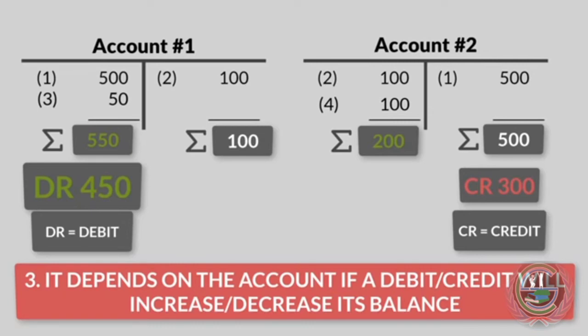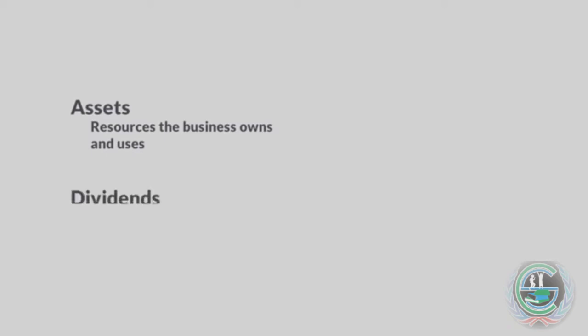Like we saw in our example, the balance of account number 1 increases with the debit while the balance of account number 2 decreases. You may ask, but how do you know which one it is? Fortunately, there are only two groups to remember. The first group includes assets. That's the resources the company owns and uses, like buildings, machines, equipment, and so on.